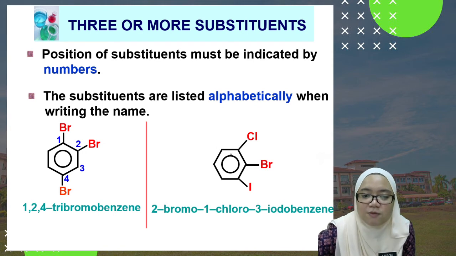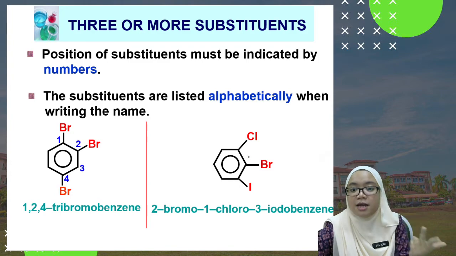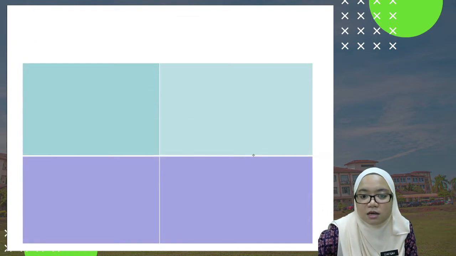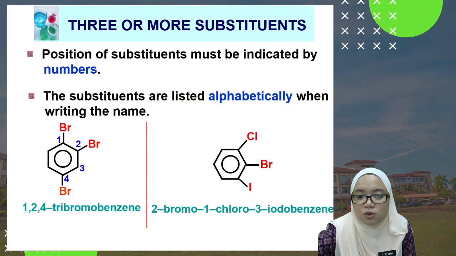Okay. So, kalau macam ni kita ada setiap sini berlainan substituent. Ada iodo, ada bromo, ada chloro. So, B dulu, baru C and then baru I. So, kita numberkan dia kat sini 1, 2, 3. So, 2-bromo-1-chloro-3-iodobenzene. Okay.